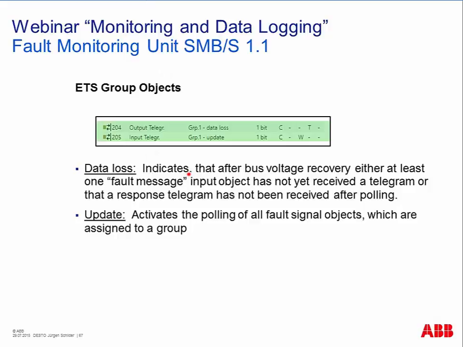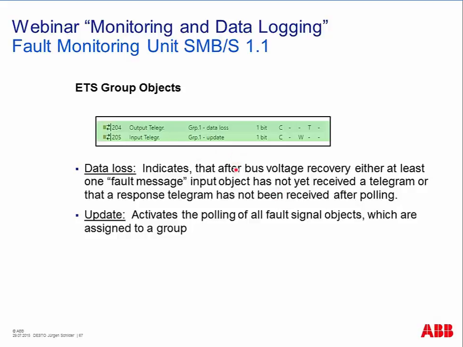Data loss indicates that after bus voltage recovery, either at least one fault message input object has not yet received a telegram, or the response telegram has not been received after polling. So, of course, worst case, your bus system is failing, shuts down, recovers, and then you would like to have the actual status of all your faults. And we see it on the next slide. We can poll then all the inputs to get the actual status.